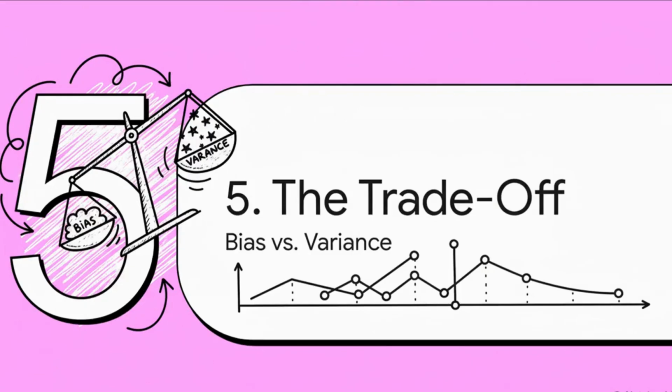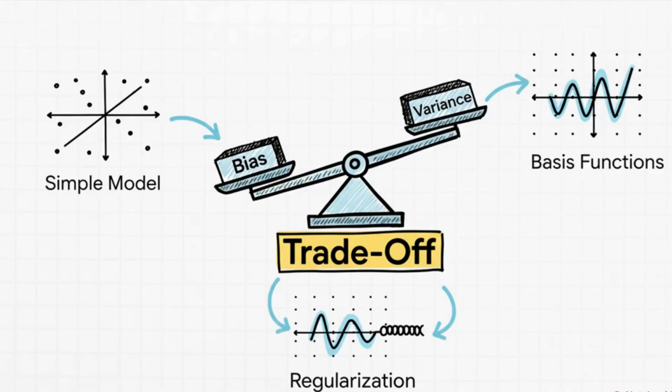Alright, this brings us to our final section. And honestly, it might be the single most important idea in all of machine learning. It's the fundamental conflict, the one big trade-off that we are always trying to manage. And that conflict is the bias-variance trade-off. Seriously, everything we have talked about today, from choosing a simple line versus a curvy one, to using regularization to tame complexity, it all comes back to managing this one core concept.